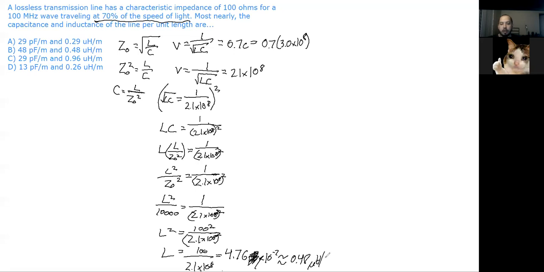microhenries per meter. So now that we found L, we could safely say that it's basically B at this point. But just for the sake of it, if we did find capacitance, all we need to do is just plug in L and Z naught, and we're good.